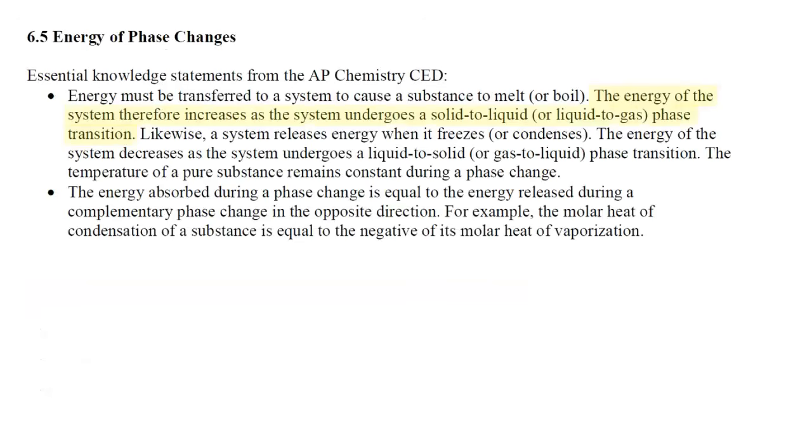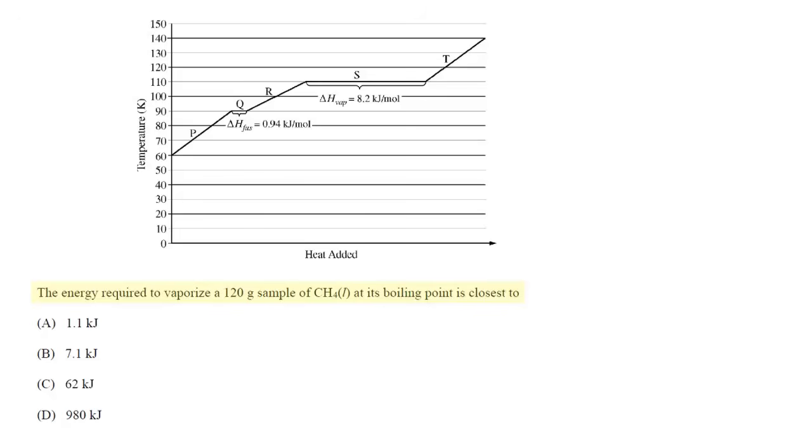So this question, because it has to do with phase changes, falls under topic 6.5, energy of phase changes. So the energy of the system increases. So it's an endothermic process, either to melt, to go from a solid to a liquid, or to vaporize or evaporate, going from a liquid to a gas. So we're focusing on the liquid to gas transition. And that would be located where it says delta H of vaporization, or vap.